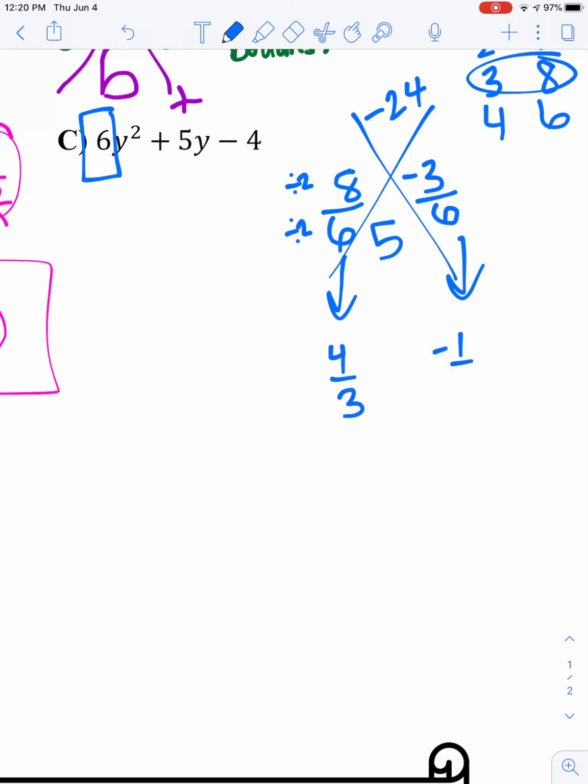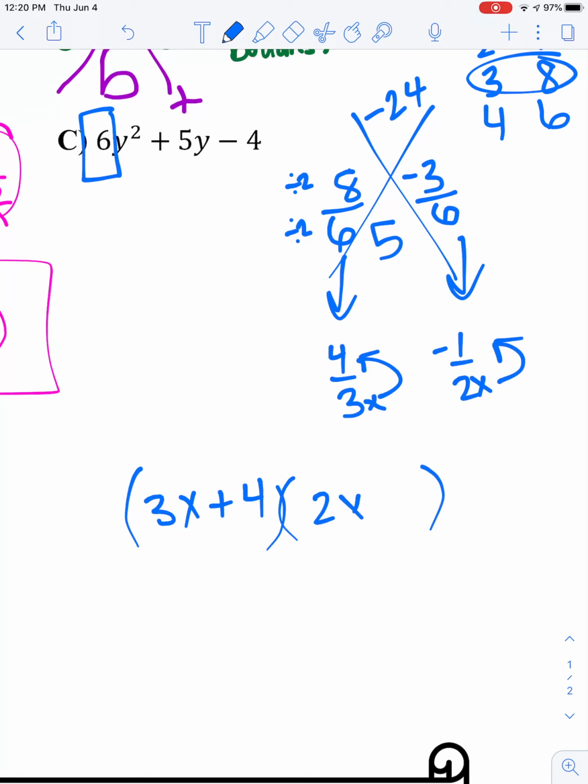And negative 3/6 reduces to negative 1/2. Now using 4/3, I start at the bottom times x plus the top. And then negative 1/2, I take the bottom times x plus the top. So this would be a 3x plus 4 times a 2x minus 1.